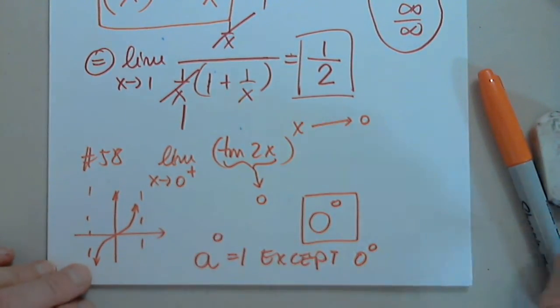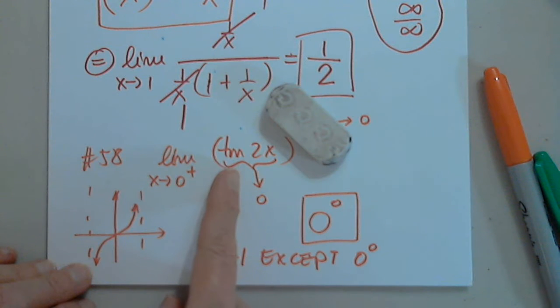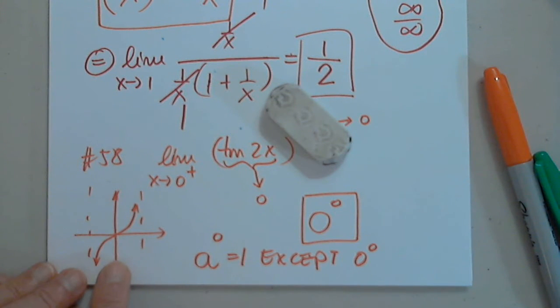So first we look at this. Tangent of x, when x approaches 0, this is tangent.